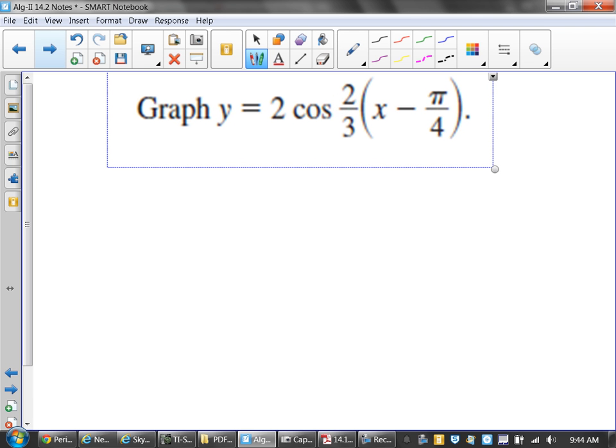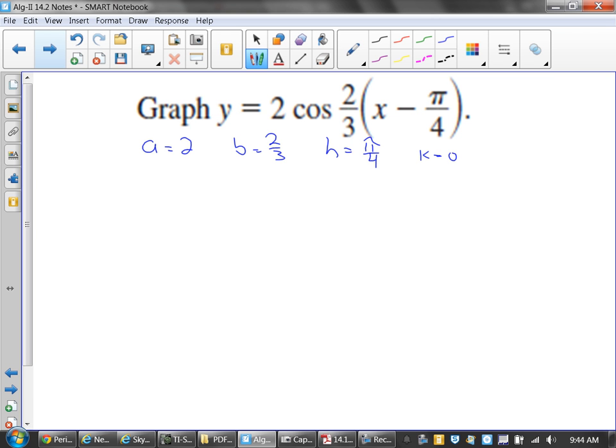Let's do one that has a little bit of both. Let's just jump right into it. Y equals 2 cosine of 2/3 times the quantity x minus pi over 4. First things first, A, B, H, and K. What's A? What's B? So A is 2, B is 2/3. What's H? Good. Do we have a K here? And there's no vertical shift.